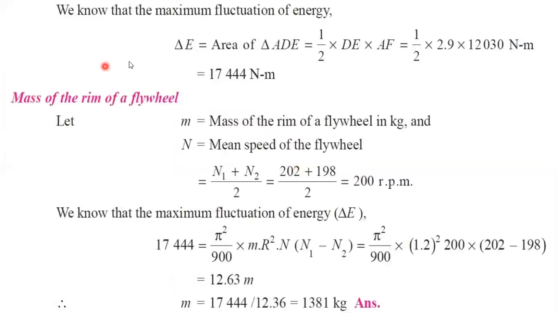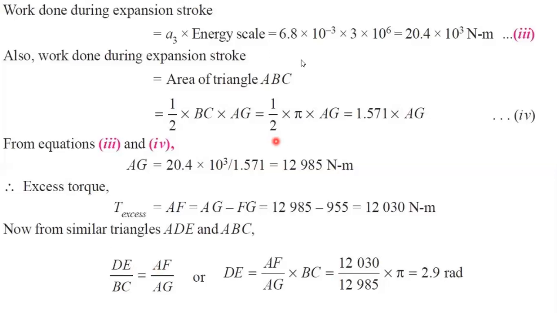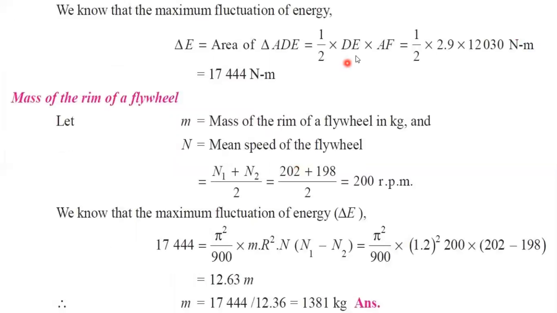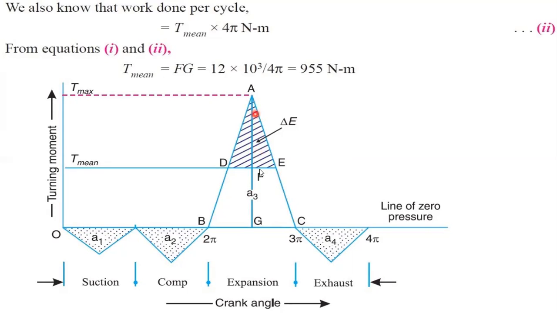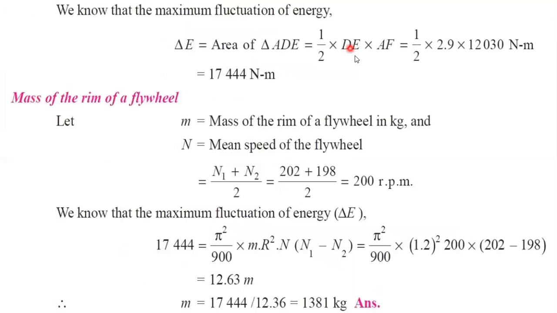And finally, we're going to determine the maximum fluctuation energy. So del E is equal to the area of triangle ADE, half into DE into AF, where DE is the base and AF is the height. Now we got all the values. DE value we know, AF value we know. So just substitute and you'll be getting the answer.